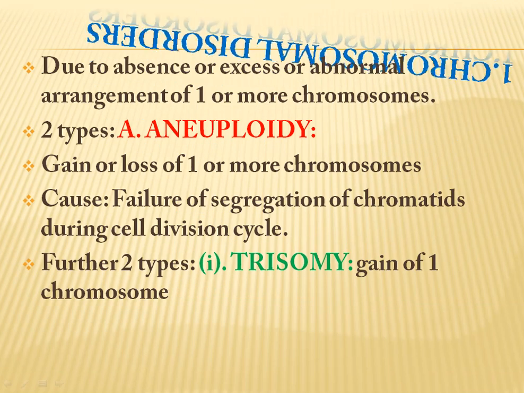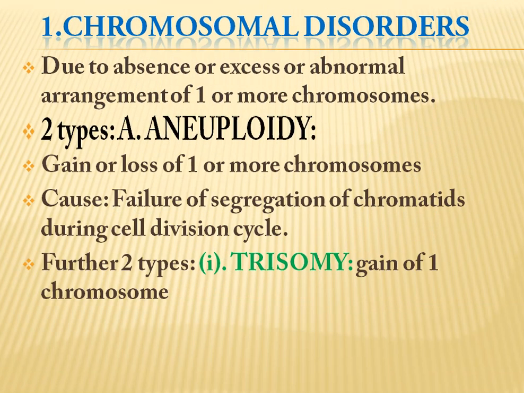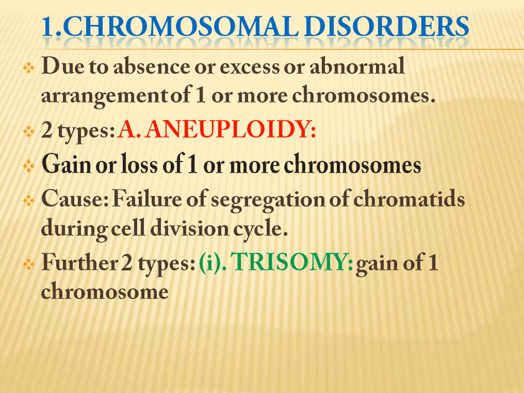First topic is chromosomal disorder from chapter 5, that is principles of inheritance and variation. We know that we have 46 chromosomes, that is 2n equal to 46. We are diploid organism. Out of these chromosomes, 22 pairs are autosomes and last pair is called sex chromosome. Sex chromosome is responsible for determination of sex in human beings.